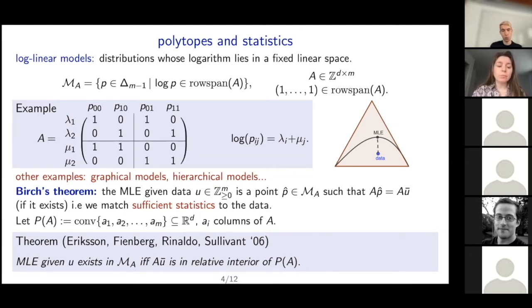This is the generalization of our previous statement about the independence model to a general log linear model. How do we see if the MLE given some data U exists? Well, we just need to compute this polytope and look at the location of the sufficient statistics in relation to this polytope.